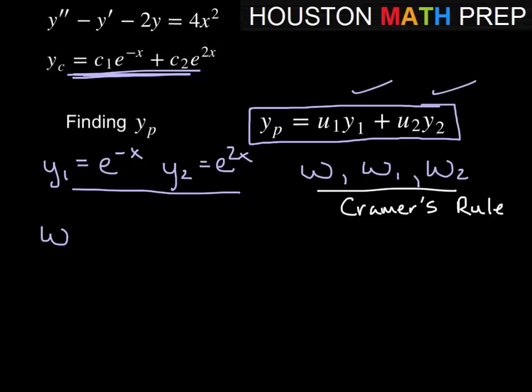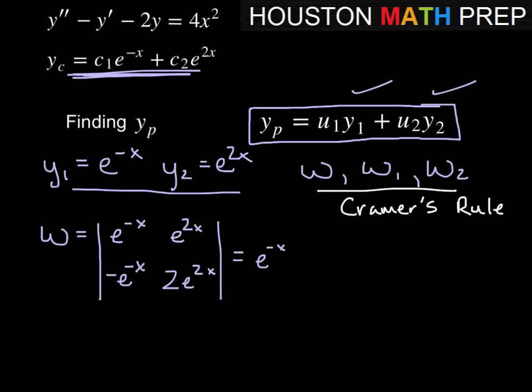So finding W, that would be the determinant of the matrix with these functions for its first row, e to the minus x, e to the 2x. Next row would be the first derivatives of those. So we'd have negative e to the minus x and 2e to the 2x. Take the determinant of that. That will give us e to the minus x times 2e to the 2x minus negative e to the minus x times e to the 2x.